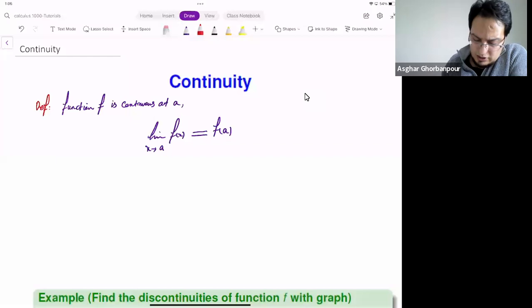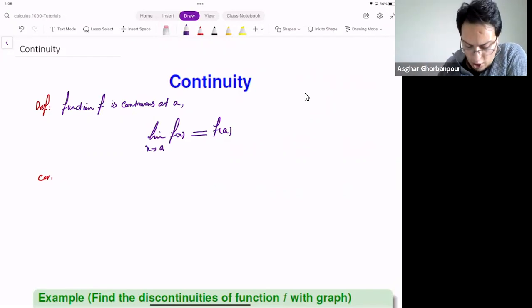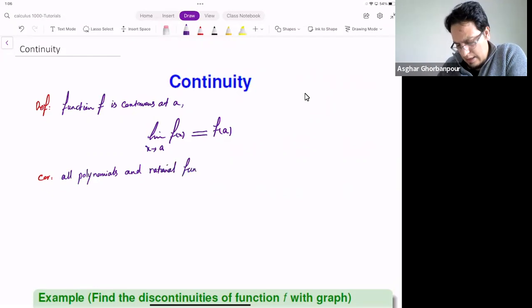Well, as a result of this definition, and being able to apply limit laws, all polynomials and rational functions are continuous on their domain.